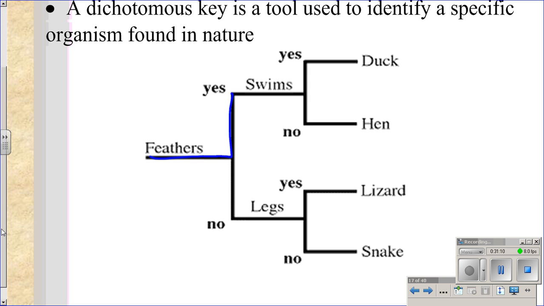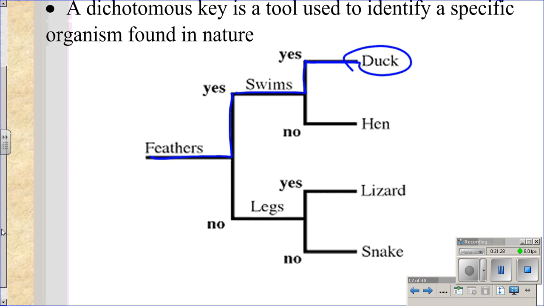And if I further observe this weird organism, I see that it swims. I look at the answer, yes, it does swim, and now I have identified it as a duck. Okay, so this is a common example. You can do this without the key, but when you're looking at things you've never seen before, you can start to classify them based on their characteristics, because that's usually what we can observe.